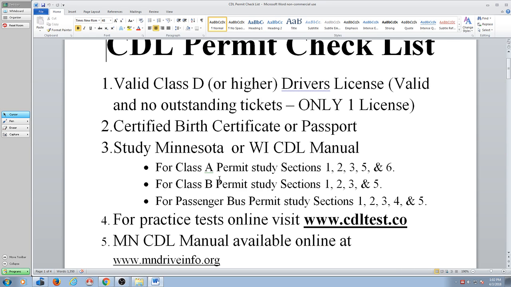Everybody here doing Class A? When you do a Class A, you have to take 3 knowledge tests. The general knowledge, which is 50 questions. Air brakes, which is 30 questions. And then combinations, which is 20 questions. So a total of 100 questions. You want to study sections 1, 2, 3, 5, and 6 in the manual to do that.